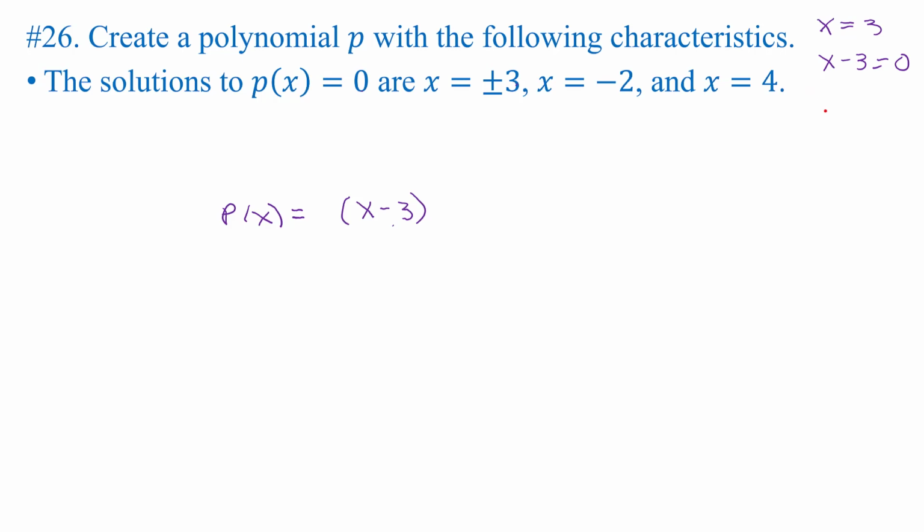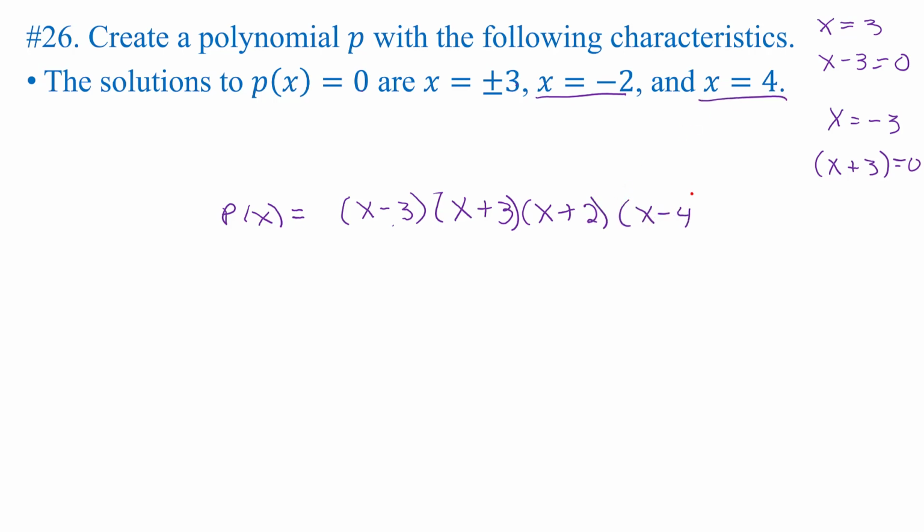Now let's go on to x equals negative 3. If x equals negative 3, then x plus 3 equals 0. So this tells me I have a factor of x plus 3. Then x equals negative 2 would give me a factor of x plus 2. x equals 4 would give me a factor of x minus 4. Okay, so we've got the first step here taken care of.